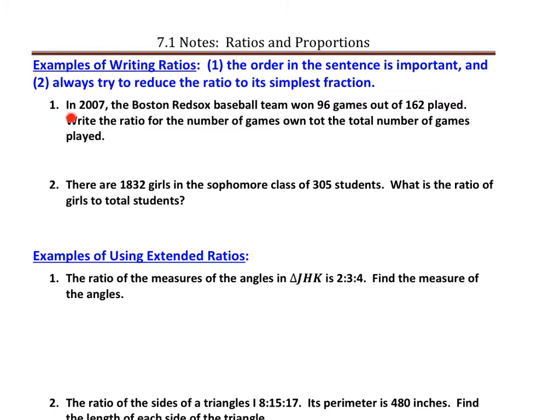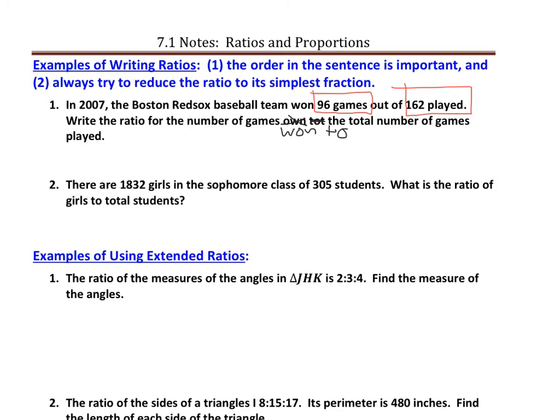So we've got: in 2007, the Boston Red Sox baseball team won 96 games out of 162 played. Write the ratio for the number of games won to the total number of games played. I definitely have some typos here, so please correct that. I did type this fast.